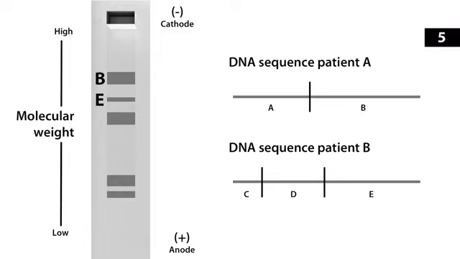The next one is E, and then A, and then D, and then C is the one that traveled the farthest. That's the smallest sequence. So it's pretty simple. You just have to understand that basic concept.